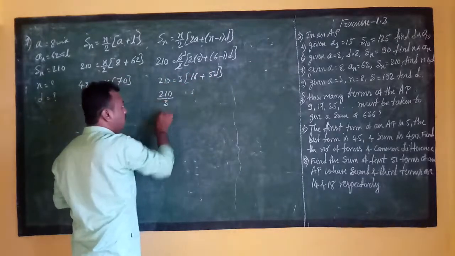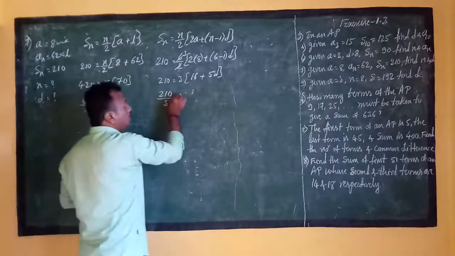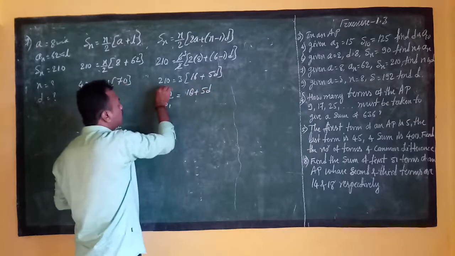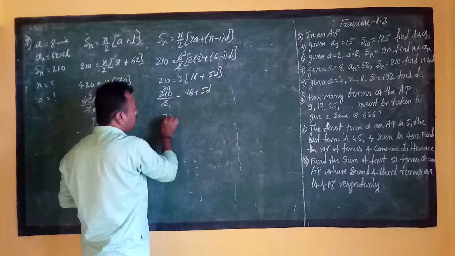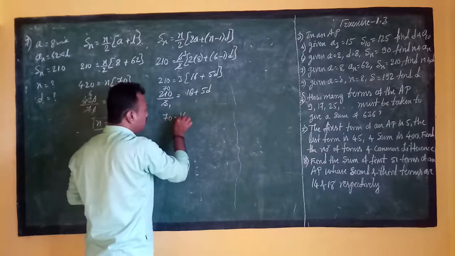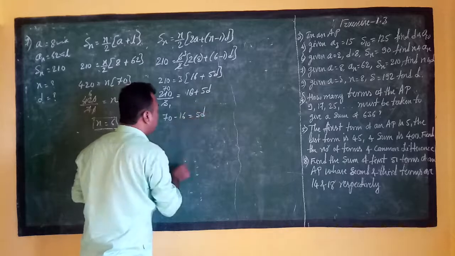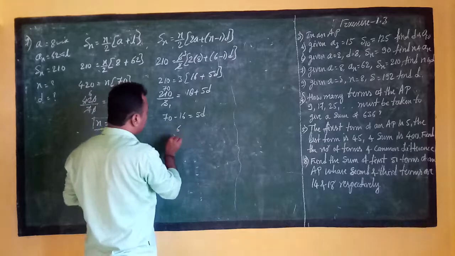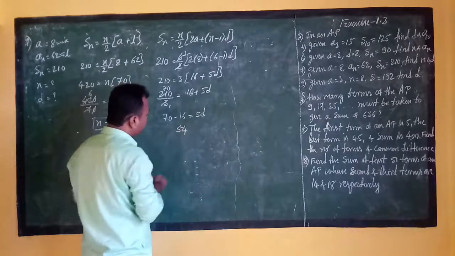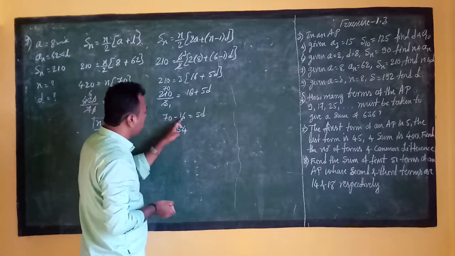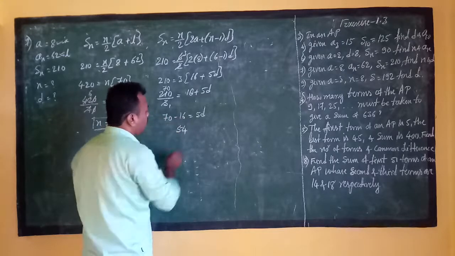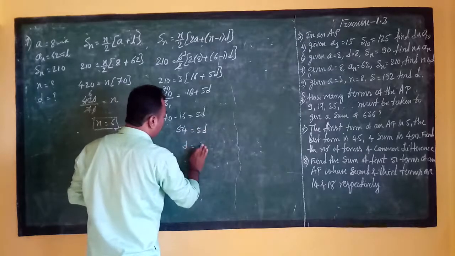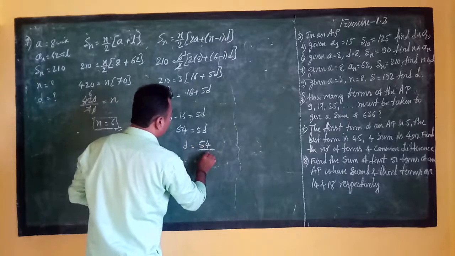Next, the 3 we have to send here, students. 210, when it comes over, means divided by 3, not minus 3, be careful. It is equal to 16 plus 5d. Then we have to divide it: 3 ones are 3, 3 sevens are 21, so 70 becomes. So 70 minus 16 is equal to 5d. And 70 minus 16 becomes 54. 10 minus 6 is 4 and 7 minus 1, 6 minus 1 is 5, so 54 is equal to 5d. Therefore d is equal to 54 divided by 5.